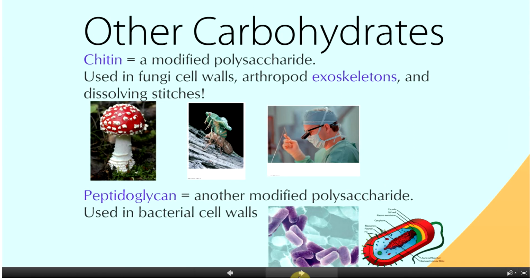The other carbohydrate that I mentioned was chitin. That's also a polysaccharide, and we mentioned that it's used in fungal cell walls, in the exoskeletons of arthropods like insects. And one thing I didn't mention is that chitin is actually used in stitches that are supposed to dissolve. I don't know if you've ever had dissolving stitches before, but they do not dissolve, but they're supposed to. The last type of polysaccharide that I'll mention is peptidoglycan. This is found in bacterial cell walls and is used for structure.